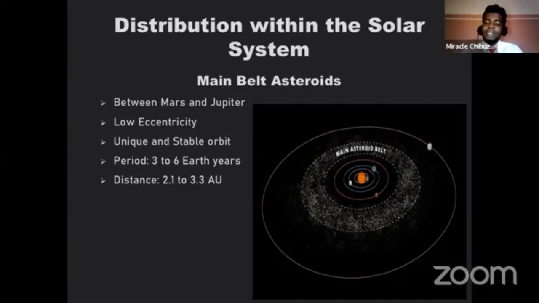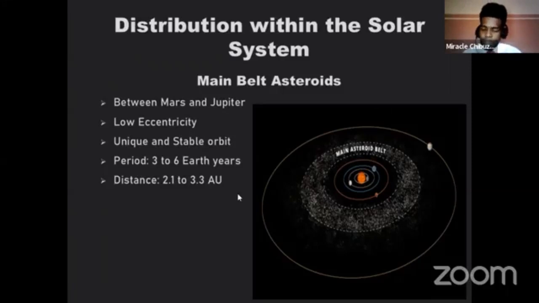So if you hear of something like 1.2, that is slightly above the distance from the Earth to the sun. I want you to have an imagination of how spread out, how wide the main belt asteroid region is. It is quite wide. It is not a thin line, it's a wide space.